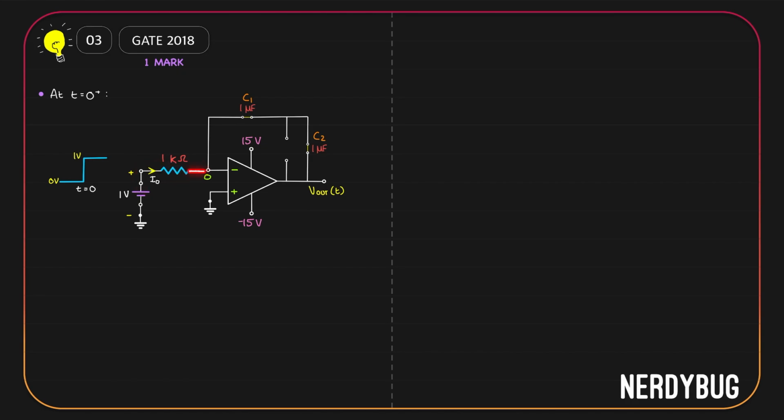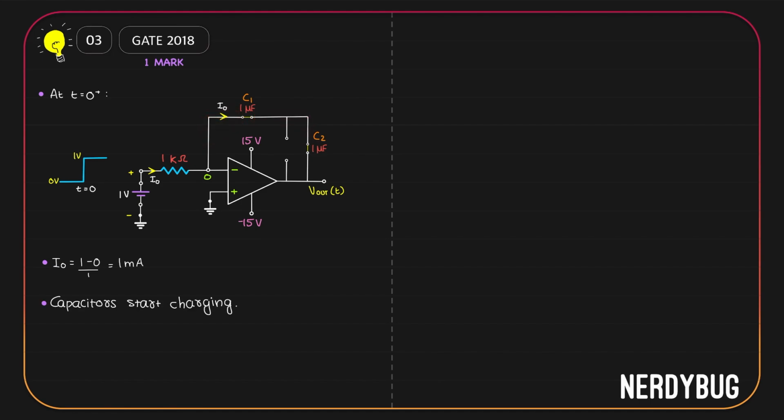Now, I naught cannot go into the OpAmp because the OpAmp is ideal. So I naught will flow through the 1 kilo ohm and then flow through C1 charging it. So we can say I naught is the initial current that flows through C1. The value of I naught is (1 minus 0) divided by 1 kilo ohm, which is equal to 1 milliampere. Now I naught will flow through C1 and eventually through C2. Both capacitors will start charging.